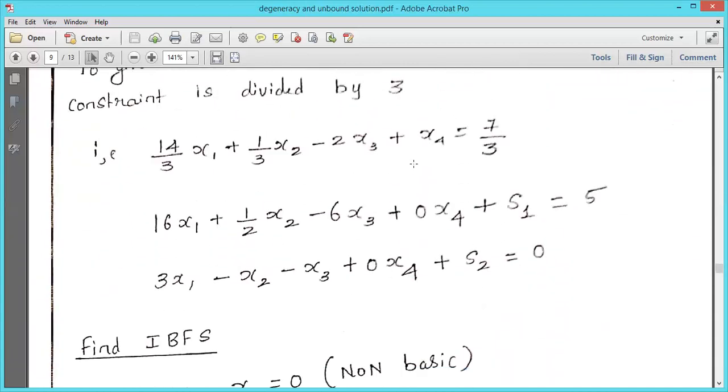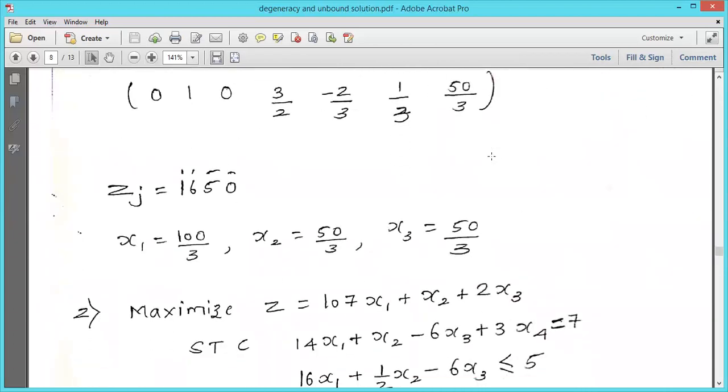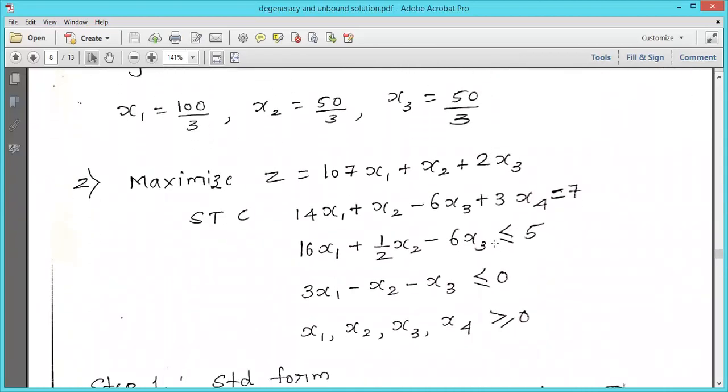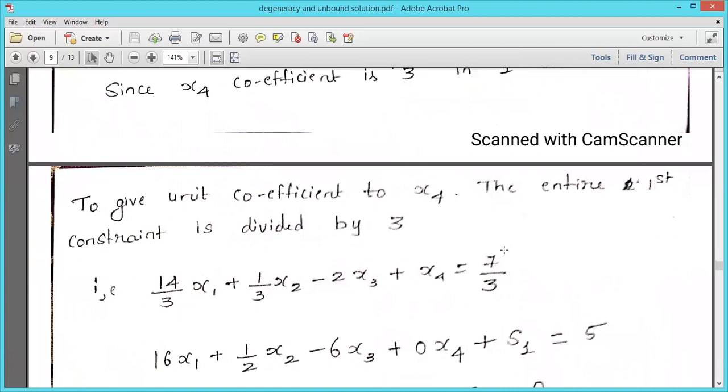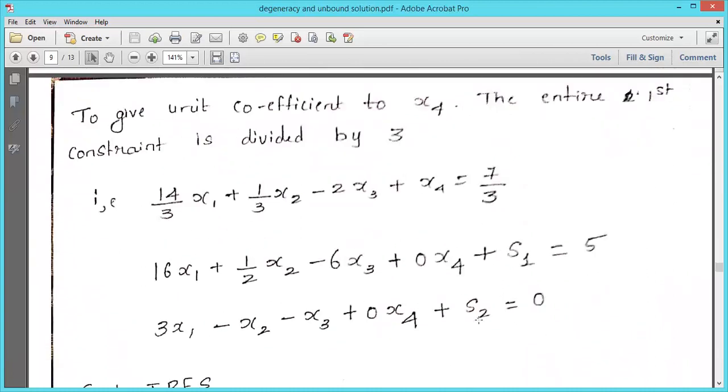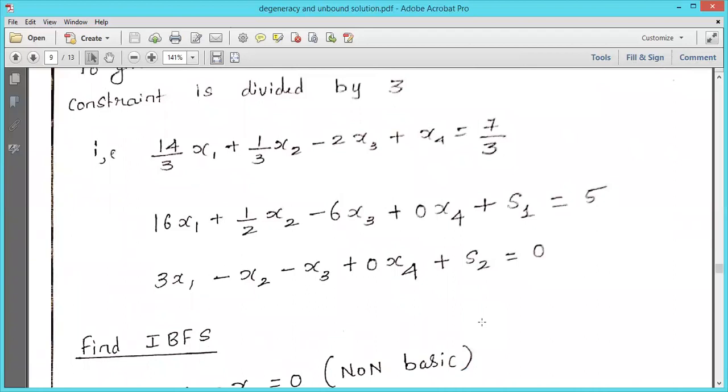After dividing by 3, we have 14 by 3 x1 plus 1 by 3 x2 minus 2 x3 plus x4 is equal to 7 by 3. In the second and third constraints we have an inequality of type less than or equal to, which means we have to add a slack variable. So we have added the slack variables S1, S2 for the initial basic feasible solution. The basic variables are x4, S1, S2. If I set all the other non-basic variables as 0, we have x4 as 7 by 3, S1 as 5, S2 as 0.